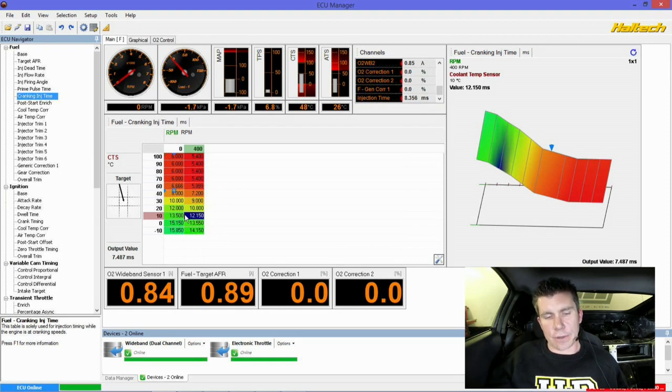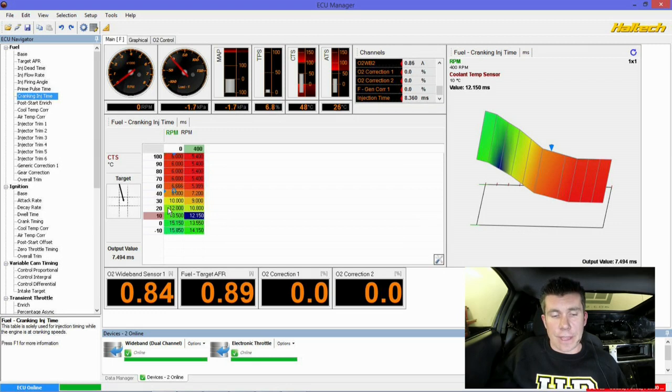What we really need to do is tune this table so that we're getting clean and crisp starting of the engine. If we go either too rich or too lean on this table, we're going to have the engine not start crisply and quickly. It'll crank excessively, and particularly if you go too rich, it can end up fouling spark plugs.